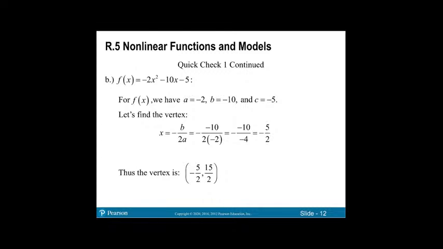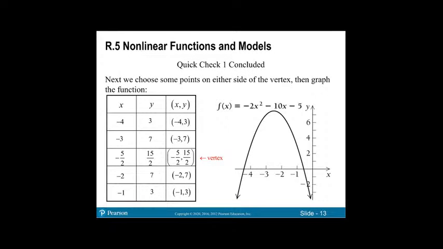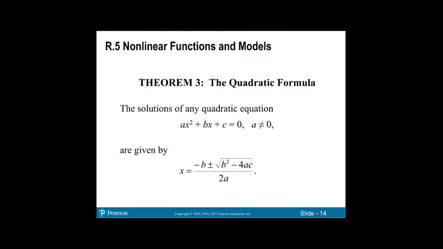There's nothing fancy going on there. I'm going to let that be. Okay. So we have the quadratic formula. The solutions of any quadratic of this form are given by negative b plus or minus the square root of b squared minus 4ac, all over 2a.